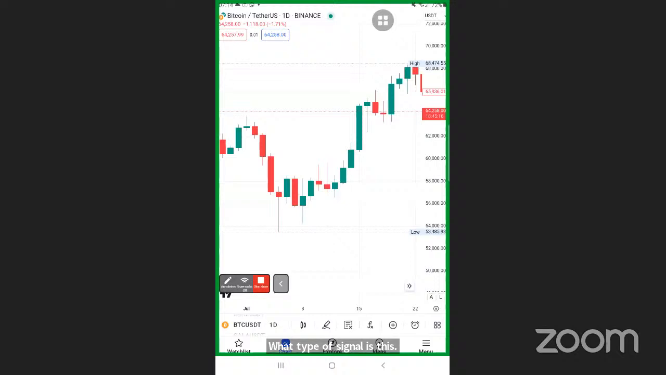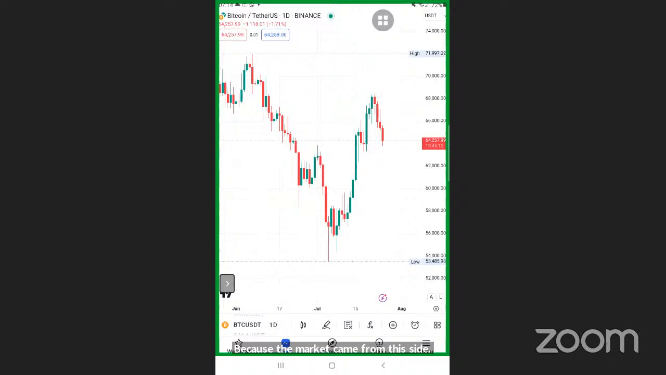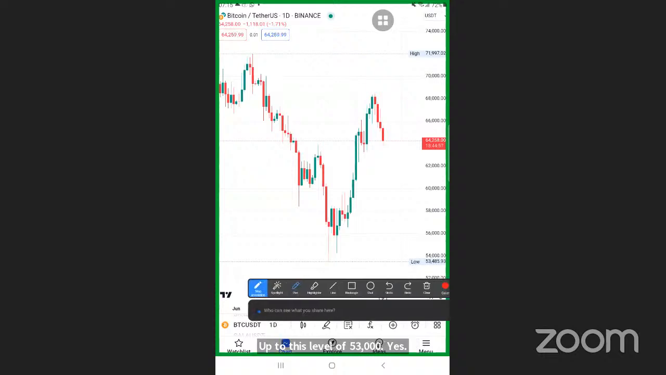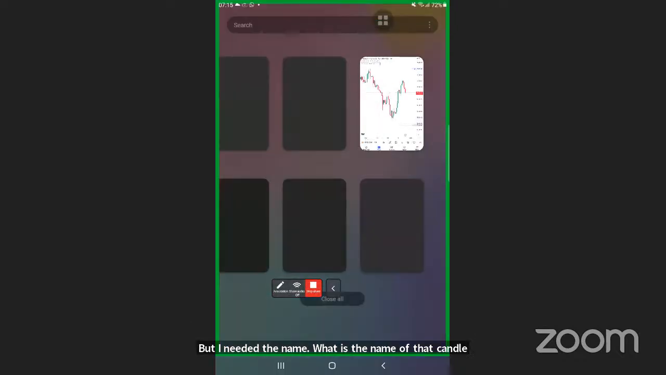Because the market came from this side. Can you see where the market is coming from? It's coming from the top there. So it has been trending downward up to this level of 53,000. Then we saw the buyers coming in with the buying pressure. Yes, this is a buying pressure candle, but I needed the name. What is the name of that candle?